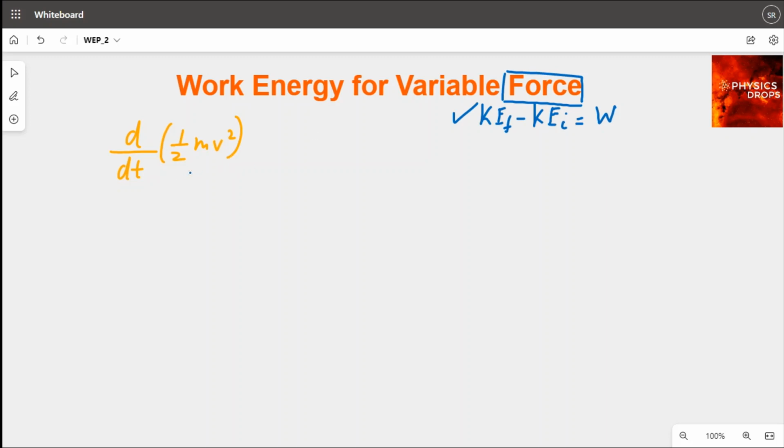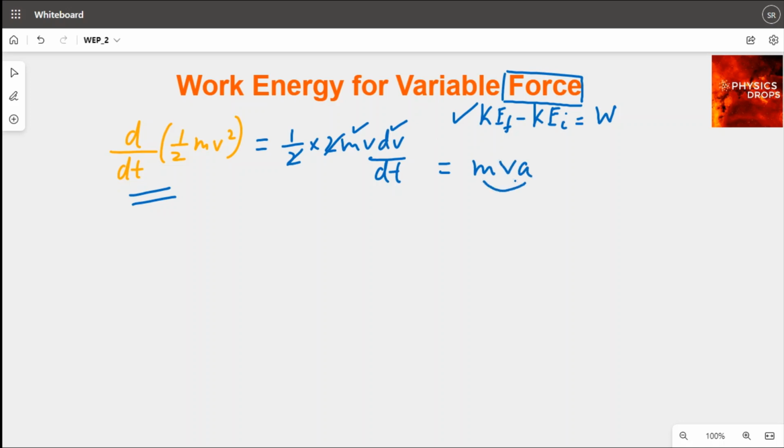Let's take the rate of change of kinetic energy, and then integrate it over the initial position to the final position to get the result in case of a variable force. So the rate of change of kinetic energy with respect to time is d by dt of half mv square. When we differentiate this we get half times 2 mv dv by dt. These twos cancel out to give m, and dv by dt, the rate of change of velocity, is acceleration. So this gives us m times v times a.